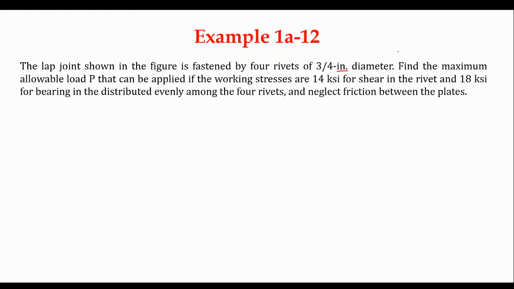Find the maximum allowable load P that can be applied if the working stresses are 14 KSI for shear in the rivet and 18 KSI for bearing, with the load distributed evenly among the 4 rivets and no friction between the plates. So basically guys, this KSI, what is it? It means kips per square inch. That is a unit for stress. Kips meaning times 1,000 pounds over square inches.